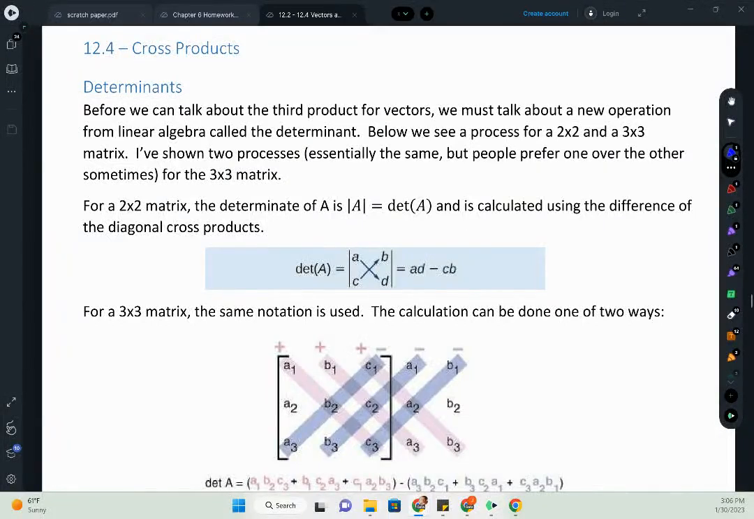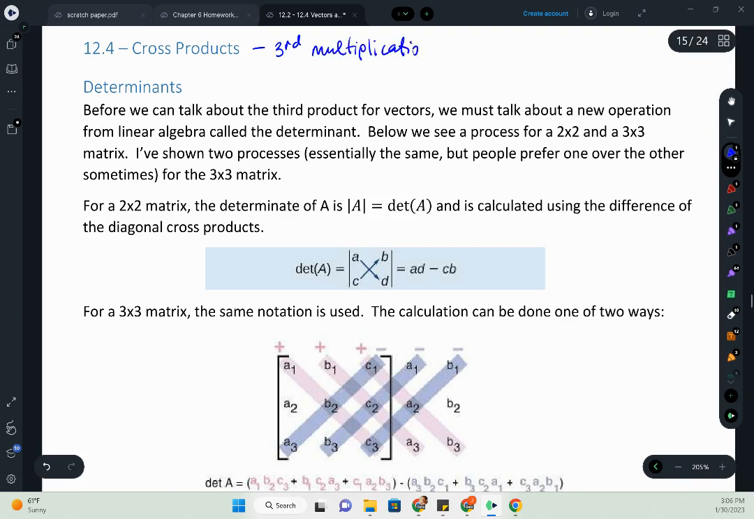Hello, we're here today to cover the third multiplication for vectors, and that is the cross product. Before we can do that, we have to cover a topic that allows us to perform this third multiplication. So what we have to talk about is the determinant, what it is, and how we calculate it.